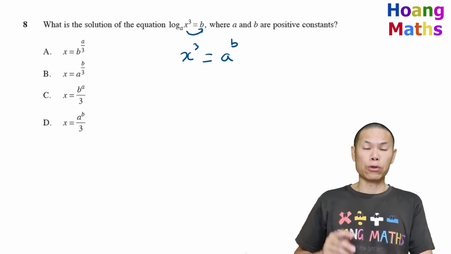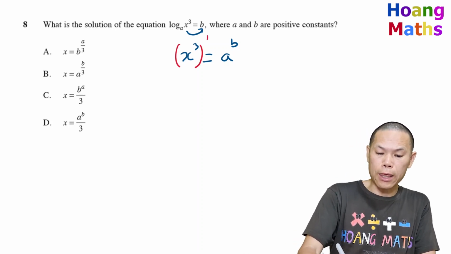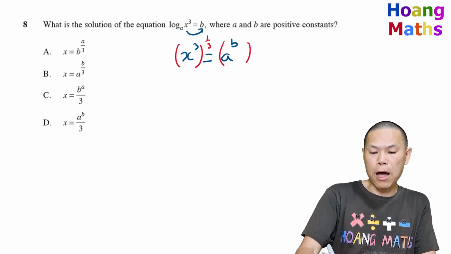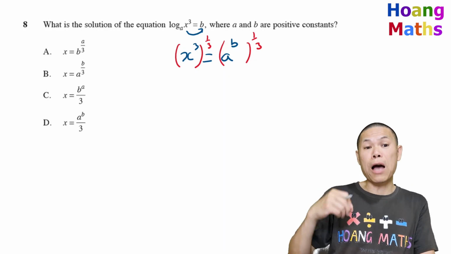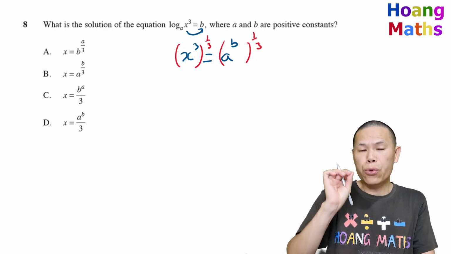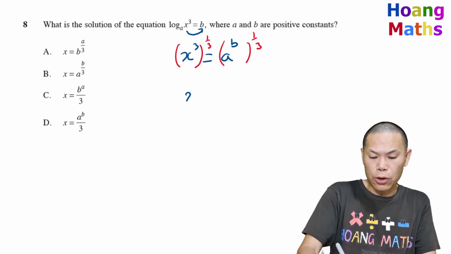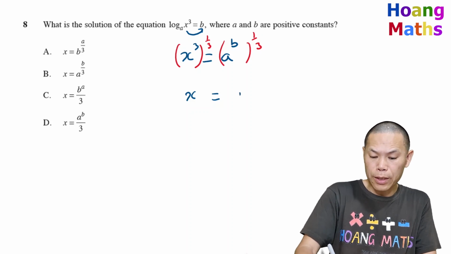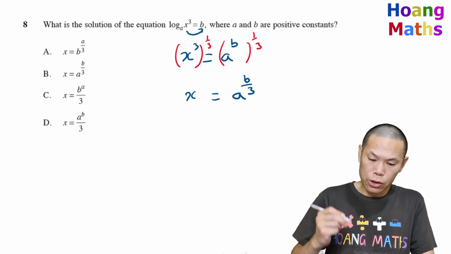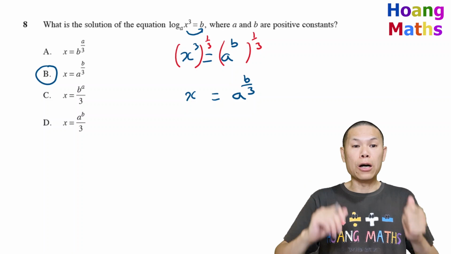So there you go. Now to solve for x, what I do, I just go power of a third. This is power of a third. So therefore, x power 3 power of a third. So we just go 3 times a third. So that gives me 1. Okay, using index law. So x power 1 is x. And then a third times b is b over 3, if you wish. So there you go. So the answer should be B.